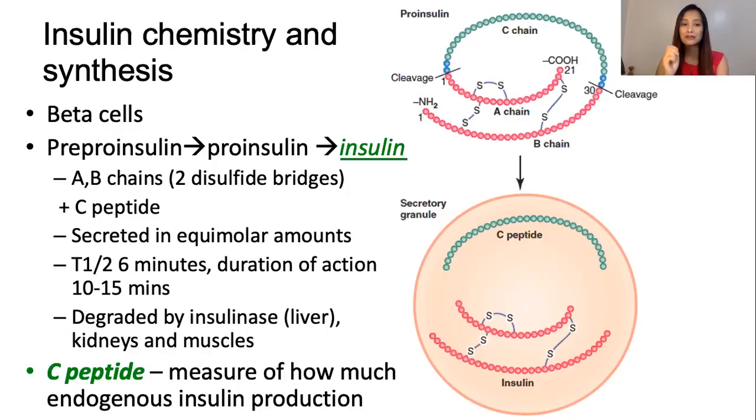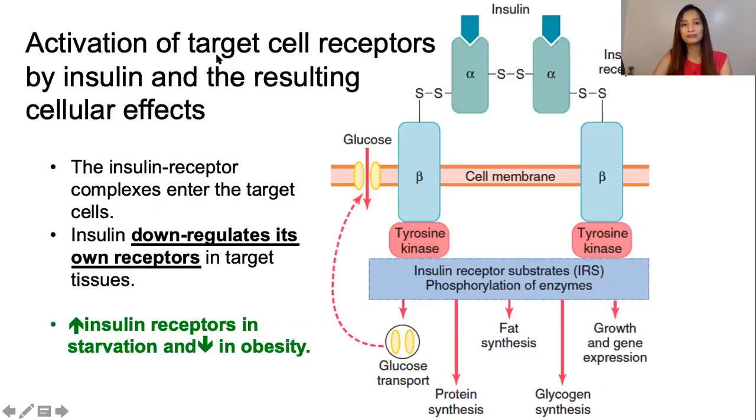If you are able to measure C-peptide, it's an indirect measure of how much endogenous insulin production there is. Sometimes we request this to determine how much insulin reserve the patient still has, or if the patient is already insulin deficient, or if the patient has hyperinsulinemia.